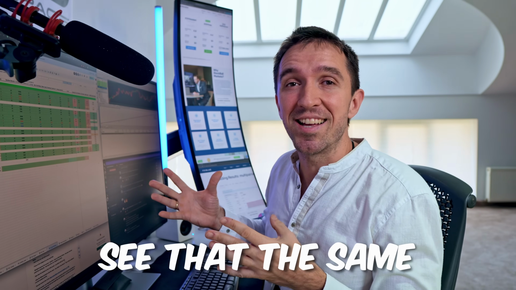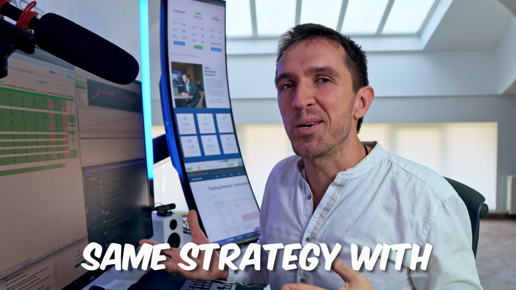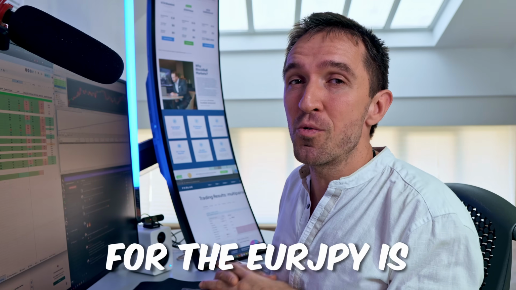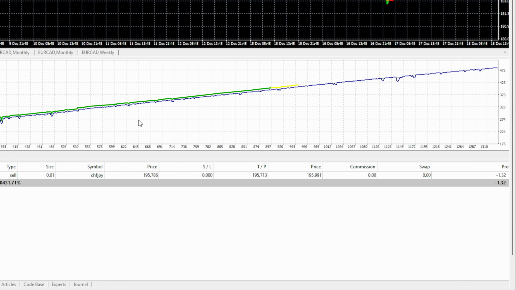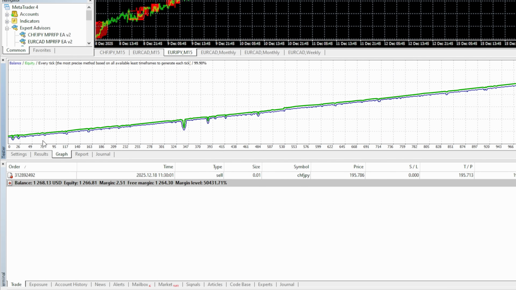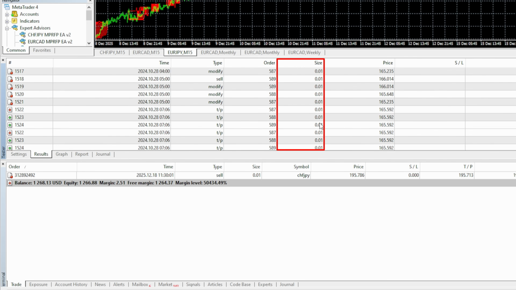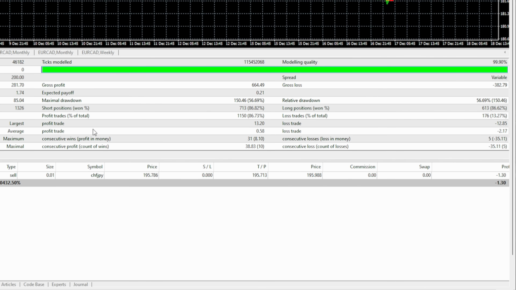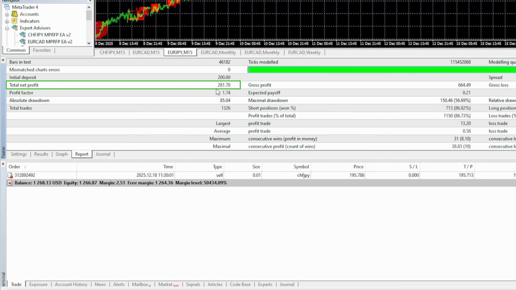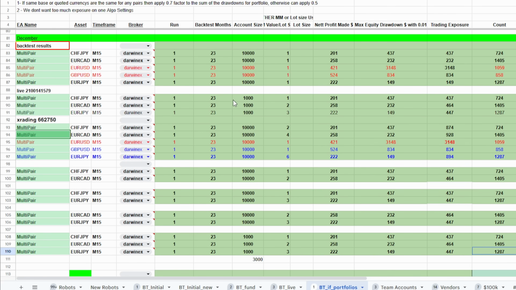And here you will see that the same expert advisor, the same strategy with a little bit different inputs for the euro yen is just suitable for the small accounts, and at least for the last 2 years it didn't blow the account. Look at that, very smooth balance going upwards. Here are all the trades. Obviously it is trading with 0.01, and then if I show you the report, we will see that the relative drawdown was 150 at one point, or at the time when it happened that was like 56%, and the total net profit was 281.